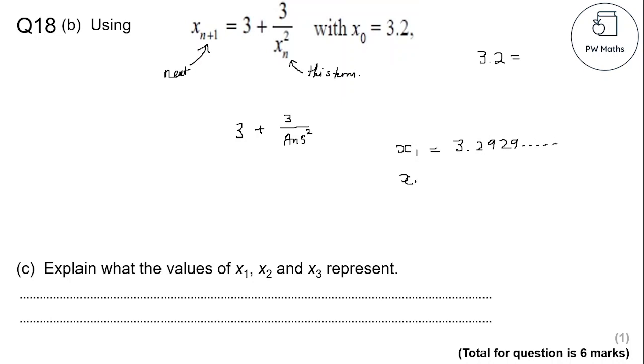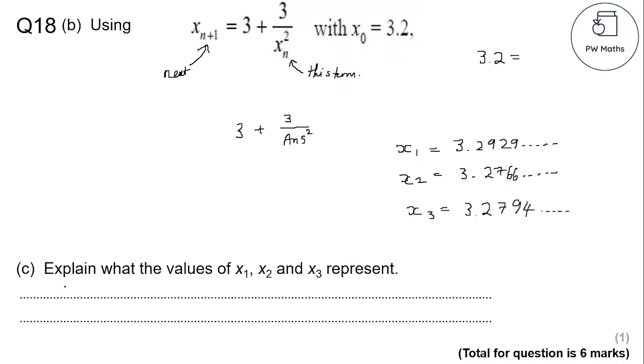Now to get x2, it's really easy. You just press equals, because the calculator remembers the previous answer. You should get 3.2766. It continues for a little bit, and then for x3 you can just press equals again. It remembers that previous answer. So my first three answers to this question are 3.2929, 3.2766, 3.2794, and the examiner is expecting to see each of those answers on the answer line.